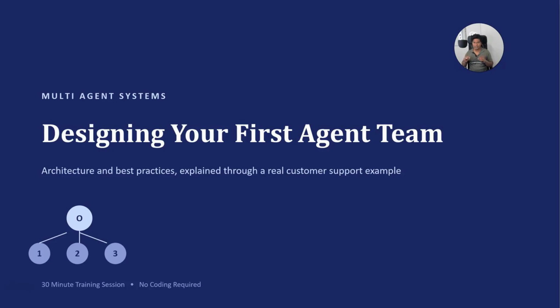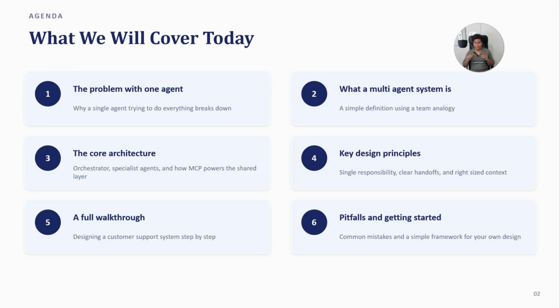This is still a no-code session. We are focused purely on architecture and best practices, so anyone can follow along, even with zero technical background. Let's get started. Alright, here is what we are covering today. First, the problem with using just one agent for everything. Then, what a multi-agent system actually is. We will look at the core architecture that includes the orchestrator and the specialist agents. We will cover key design principles. Then we will talk about a full example step by step. That example is a customer support system. We will cover common mistakes to avoid, and finally, how you can start designing your own system. Sounds good? Let us dive in.